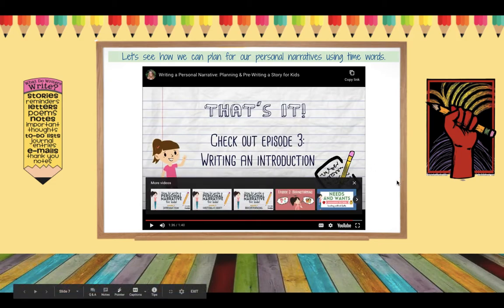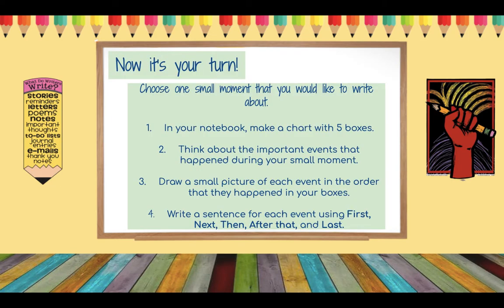All right, friends. So this is just a little video about how we can start planning for our own stories. The only small difference is instead of just having 4 time words, we're using 5 different time words, all right? But let's move on. By now, you should have chosen what the topic of your small moments paper is going to be. After you know what your topic is, we have a task to do.